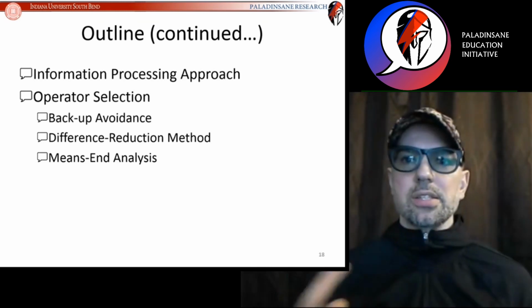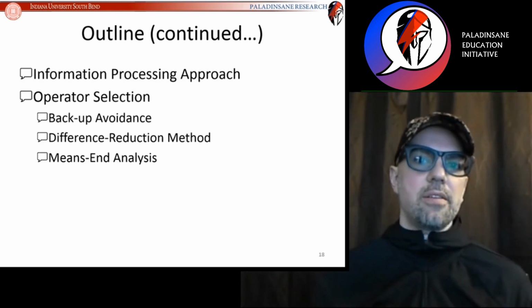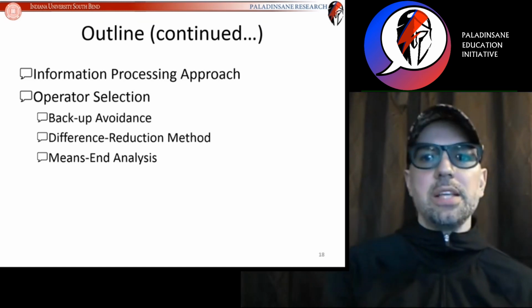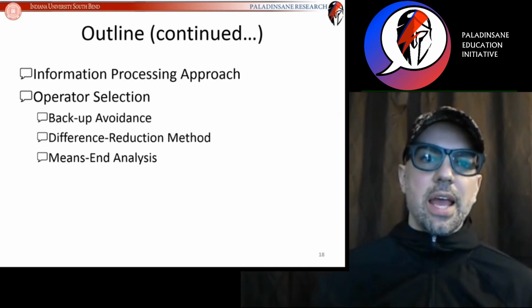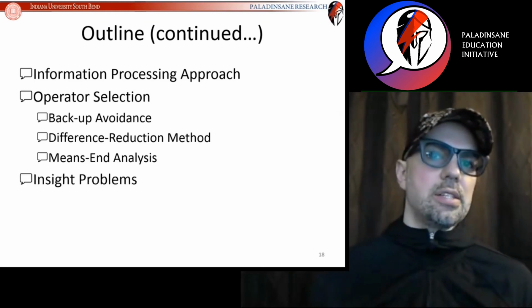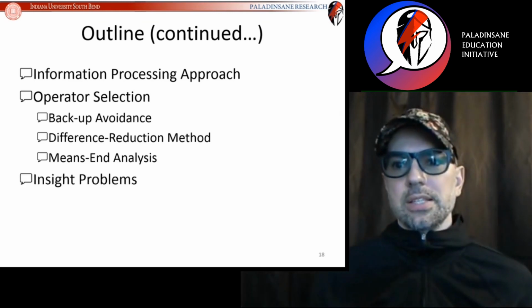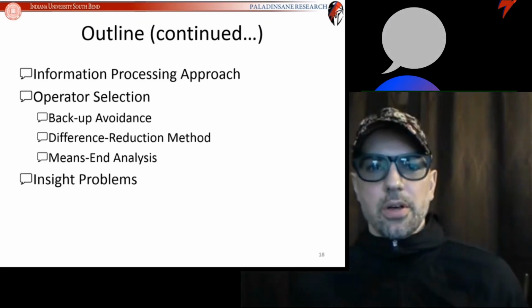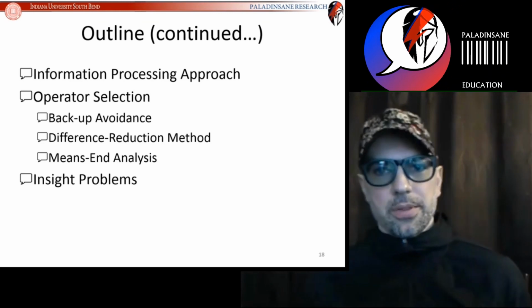And we're going to take a look at some strategies that psychologists have identified, such as backup avoidance, difference reduction method, and means-end analysis. And then in the end, we're going to apply this idea to insight problems so that we can see exactly why a one-step solution would be so difficult to come up with.